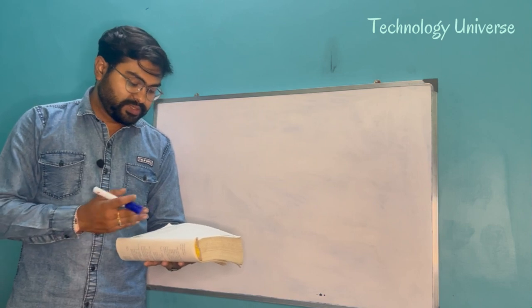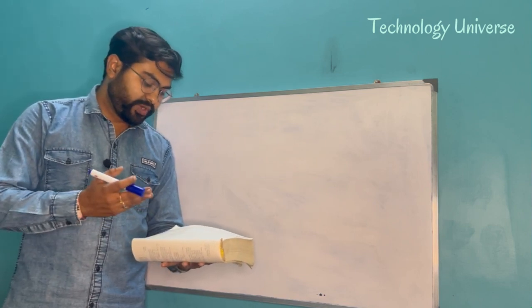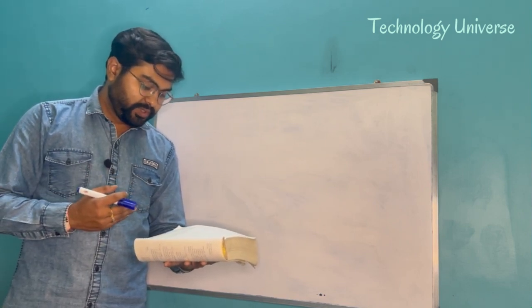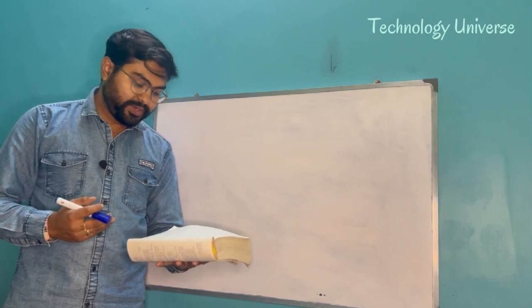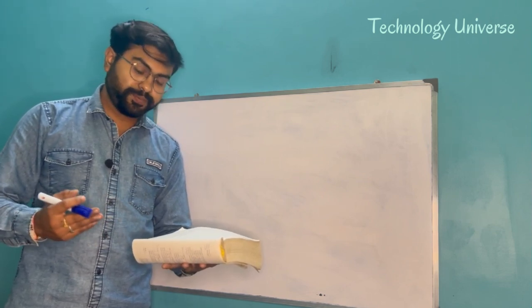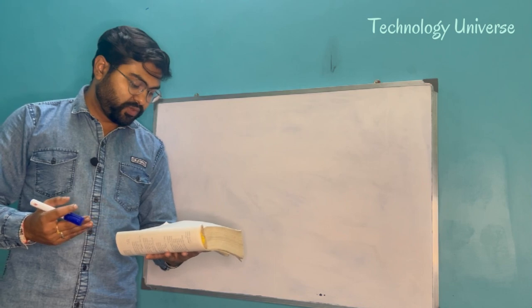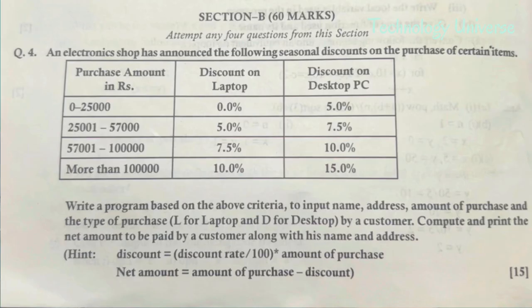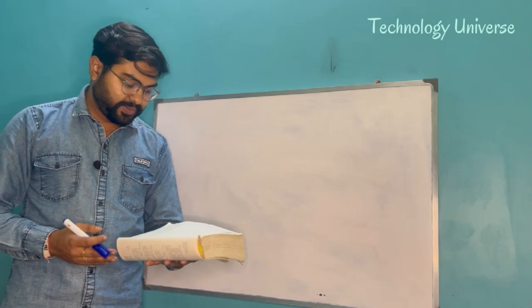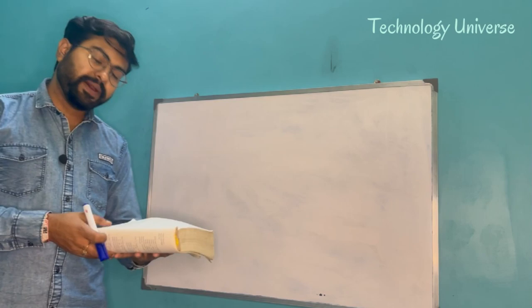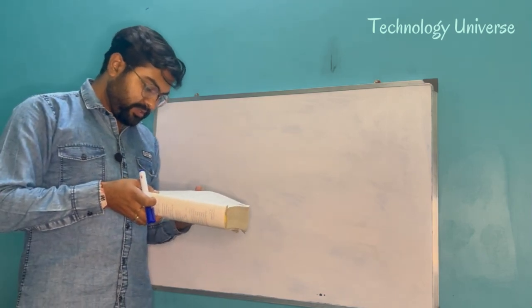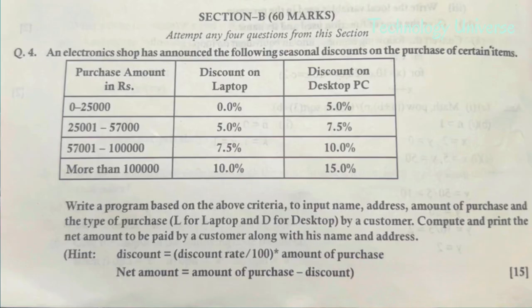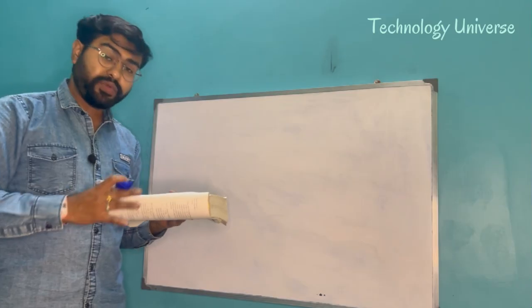So we have a range given here. 0 to 25,000 would be a 0% discount on laptop and the discount is 5% for PC. Then 25,001 to 57,000 is 5% for laptop and desktop is 7.5%, and the next slab is 7.5% and 10% and so on. And if it's above 1 lakh, then it's 10% on laptop and 15% on PC. So here we have two aspects.